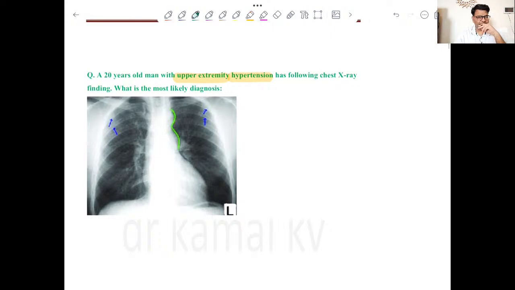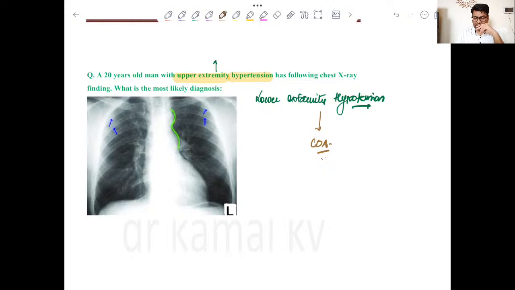So the moment you have this term upper extremity hypertension, lower extremity hypotension, clear? This is a classical clinical presentation of coarctation of aorta, right? So this is the classical presentation of coarctation of aorta.